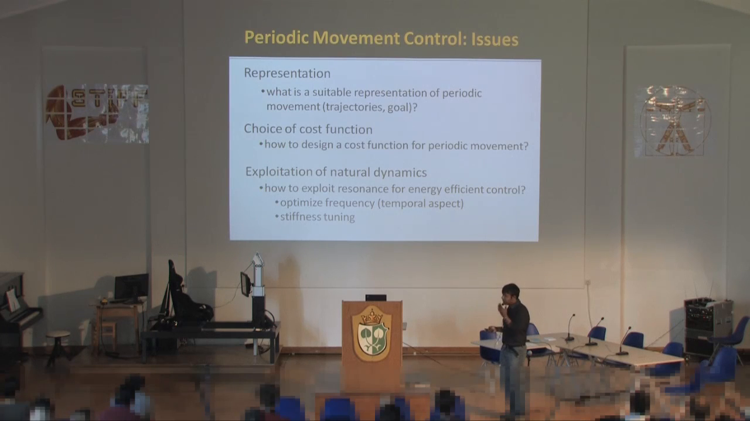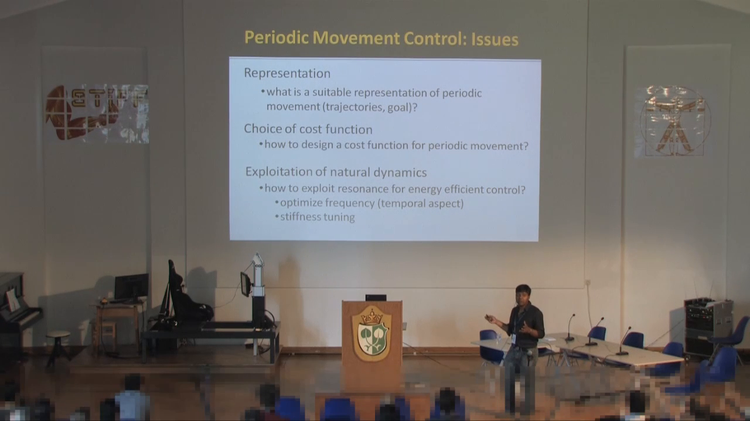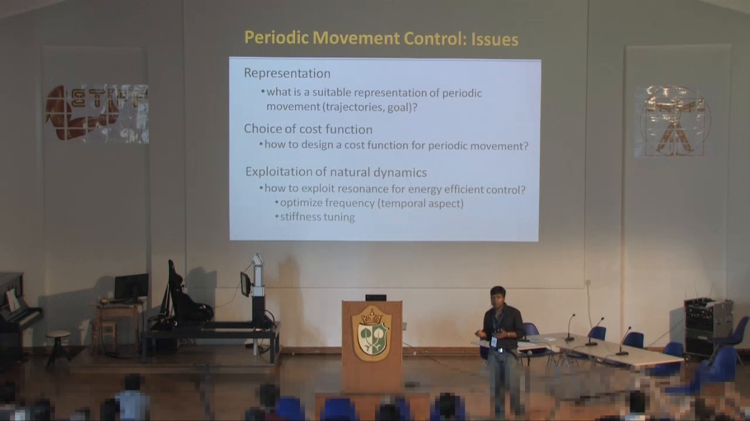So what are the key ingredients that we need to ask when it comes to periodic movements? We need to figure out what is a suitable representation for the periodic movement for trajectories and goals. How do you design a cost function for periodic movements? It's not as trivial. And how do you exploit resonance for energy efficient control? Exploiting this involves two aspects: optimizing the frequency of the temporal aspect as well as stiffness tuning. These are the two aspects of working with periodic movements.